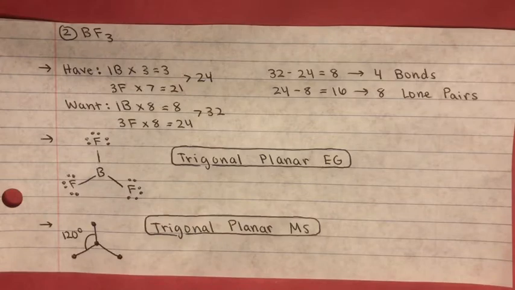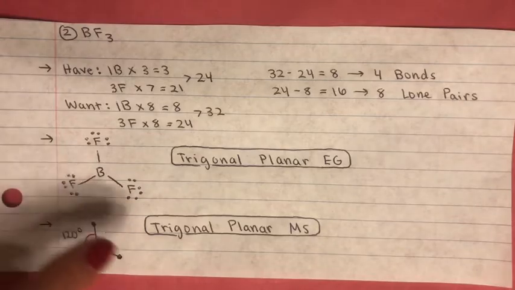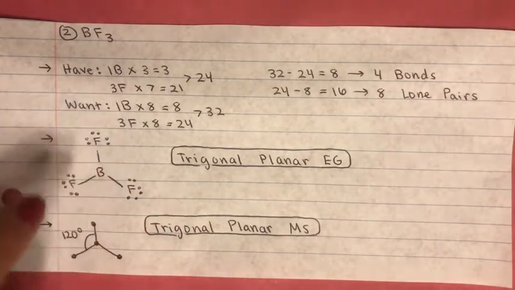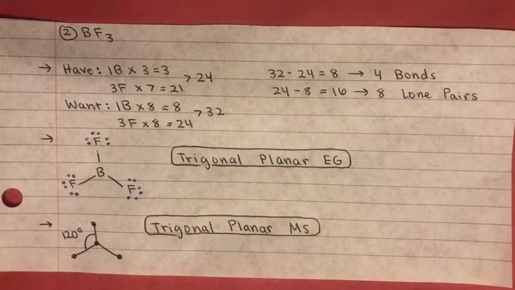Here is the second example, BF3. Now, since you already know how to solve for the electron geometry, you know that there's going to be 4 bonds and 8 lone pairs. Here is the drawing of the electron geometry, with boron in the middle and 3 fluorines on the outside. Each atom is balanced with 8 electrons.